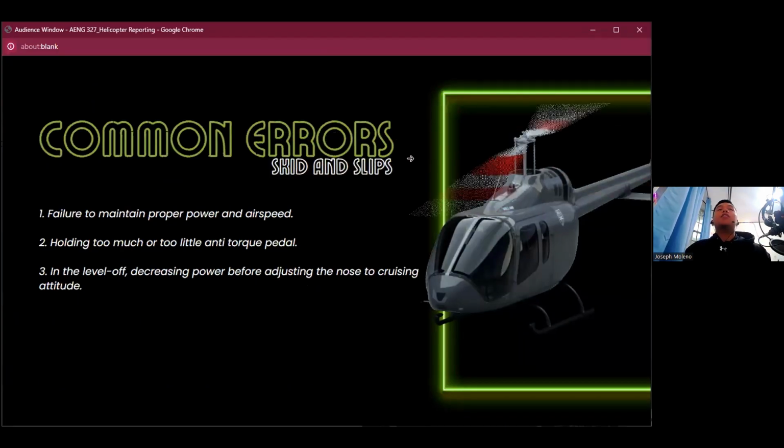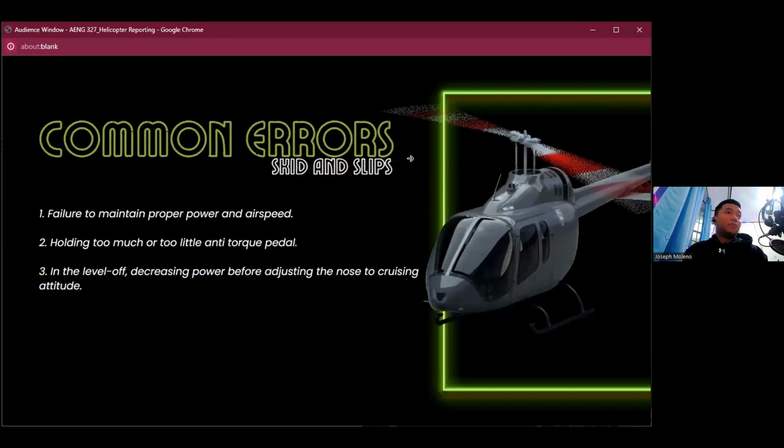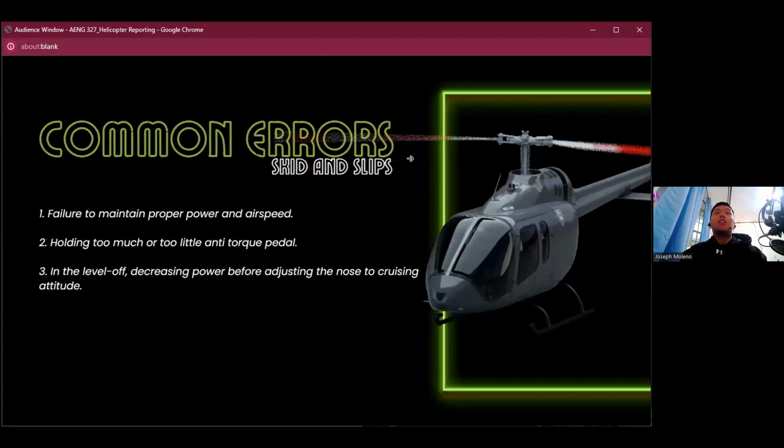So for the common errors, skids and slips. First one is failure to maintain proper power and airspeed. Second is holding too much or too little anti-torque pedal. And the third one is decreasing power before adjusting the nose to cruising attitude in the level off.